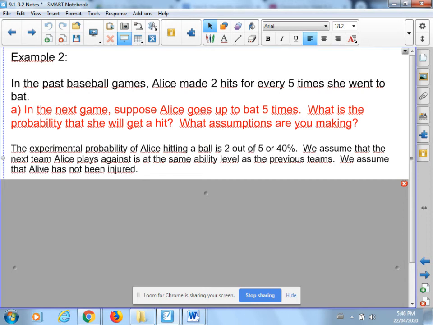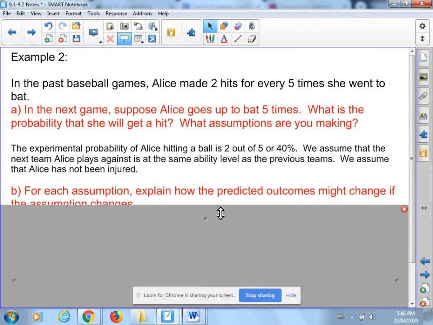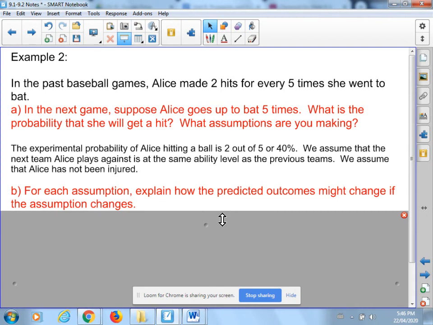Okay, so if all of these other things are true, if this other team's level is the same, if she's not injured, she's not ill, she gets to go up to bat the same amount of times as she has in the past. So if all conditions are favorable, we can assume that she will have a similar record. For each assumption, explain how the predicted outcomes might change if the assumption changes.